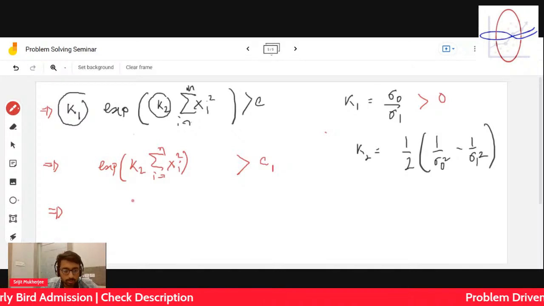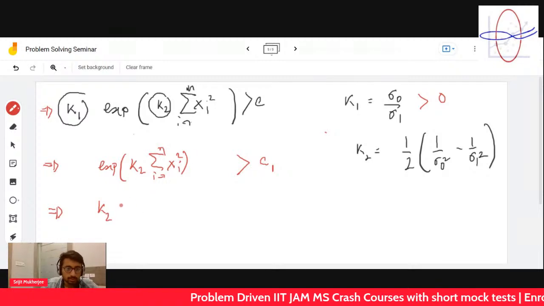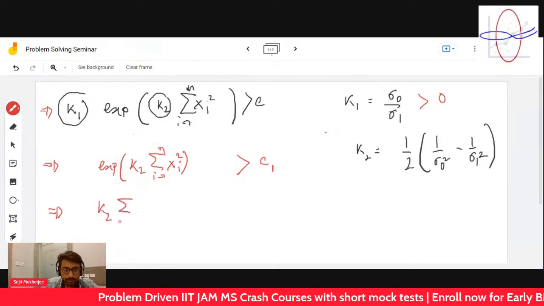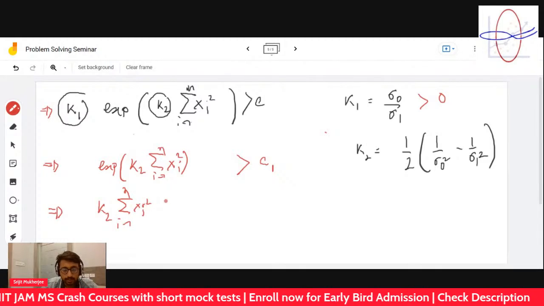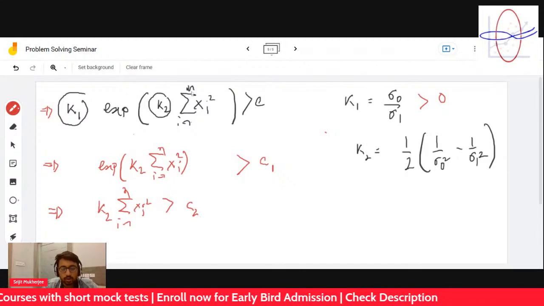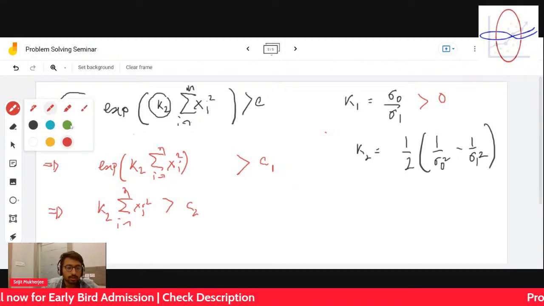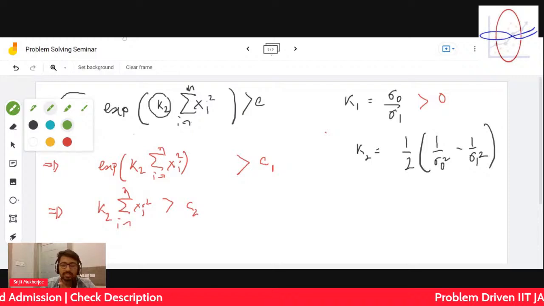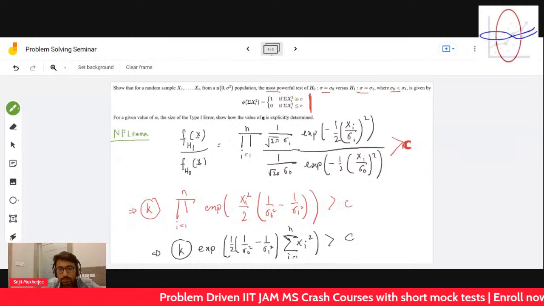You take log, and you can take log because it's positive, of course. K2 times summation 1 by n xi square greater than C2, because we have taken log of it. Now comes the best part. Understand this very carefully, how this is so coherent with the basic idea. Now observe it over here. What does the intuition say?